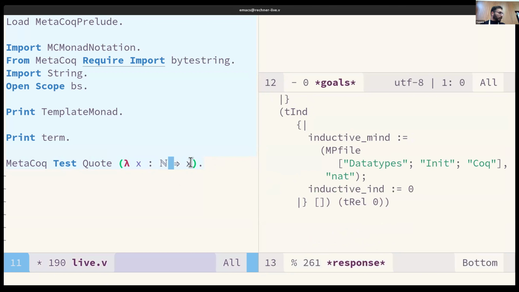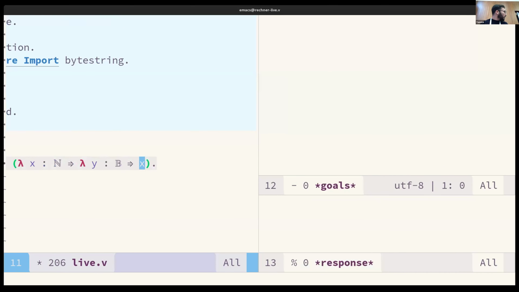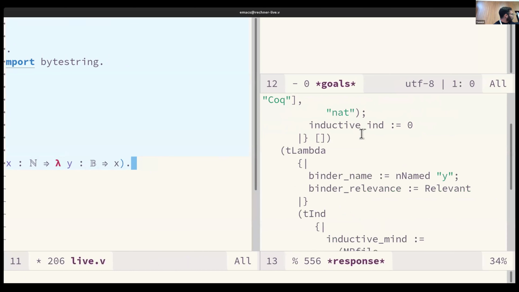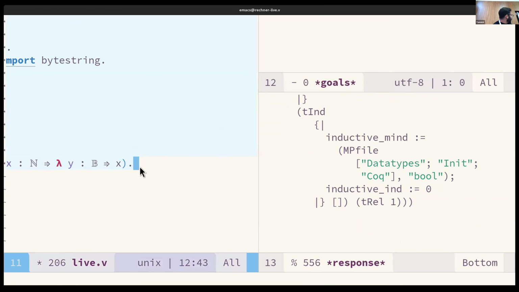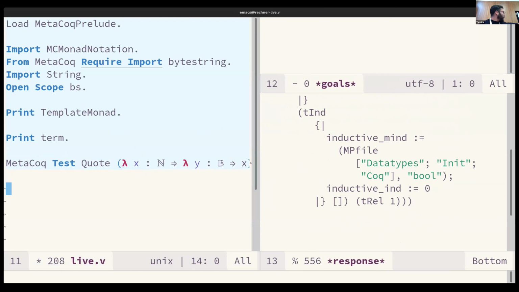If this would take a second argument, then it would still be a lambda x, natural numbers, lambda y, booleans, and then it's going to be TRL1 because you have to jump in the context. So this is how MetaCoq does it.